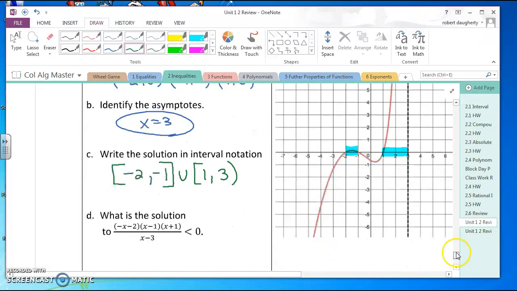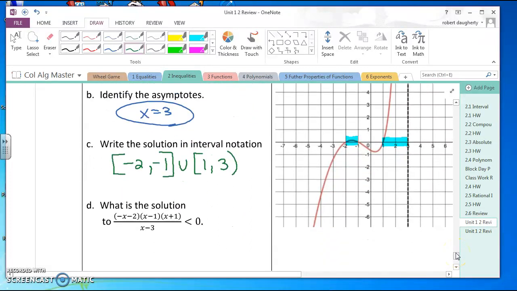And then the next question to end this review, where am I, let me pick a different color, less than 0. So less than 0, highlight where I'm below the axis. That's this interval and this interval. So it's less than 0, so that would be -infinity to -2 and -1 to 1. And that should be it. That's a review of Unit 1 and Unit 2.